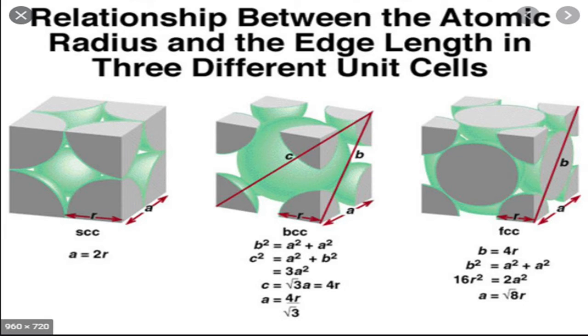The relationship between the atomic radius and the edge length in three different unit cells. In SC, the atomic radius is equal to this. You can see how it was formed. I won't do too much math on this subject, but just remember that SC or simple cubic has a equals 2R, then for BCC a equals 4R over square root of 3, and for FCC a equals square root of 8 R, where R is the radius. So just remember those values. You will be needing them later in our computation part.